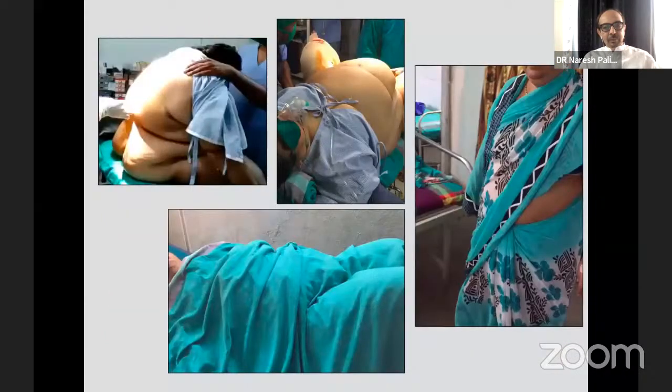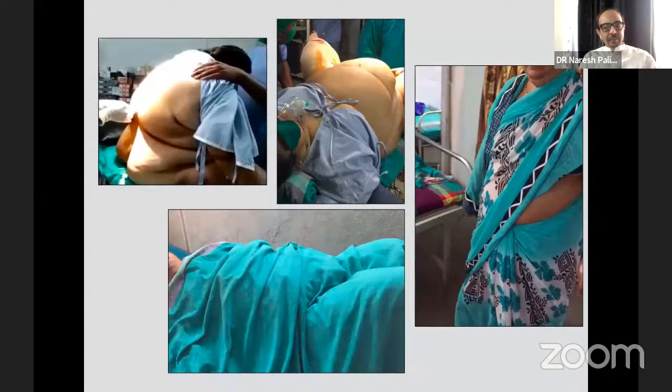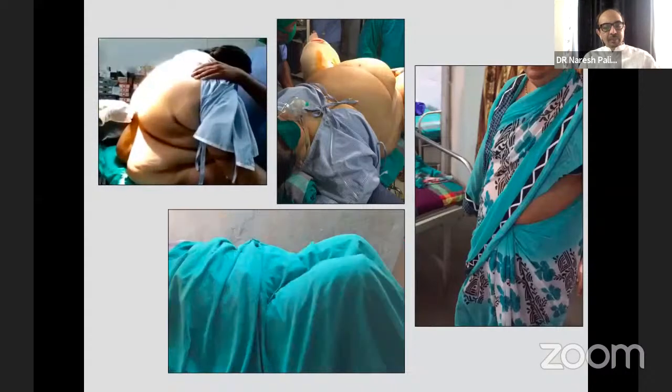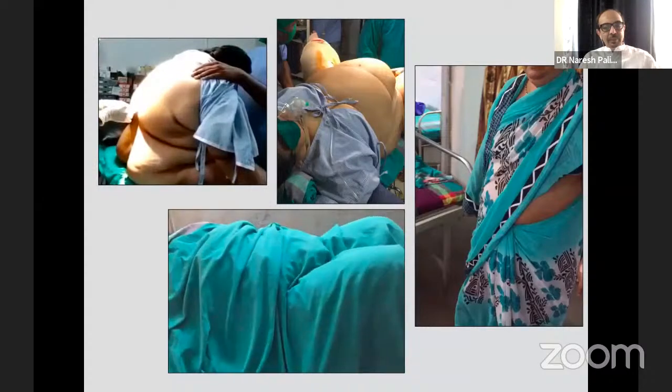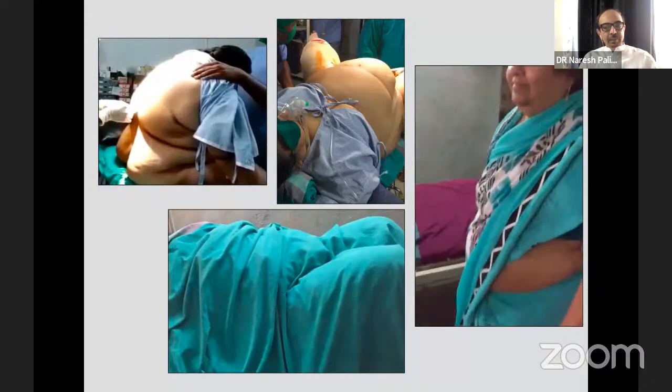This is an obese lady for removal of a cervical polyp. It was given in sitting position, T12-L1. This is after 1.5 hours. The procedure went on for 40 minutes. And this is after 3.5 hours. She is completely mobile.